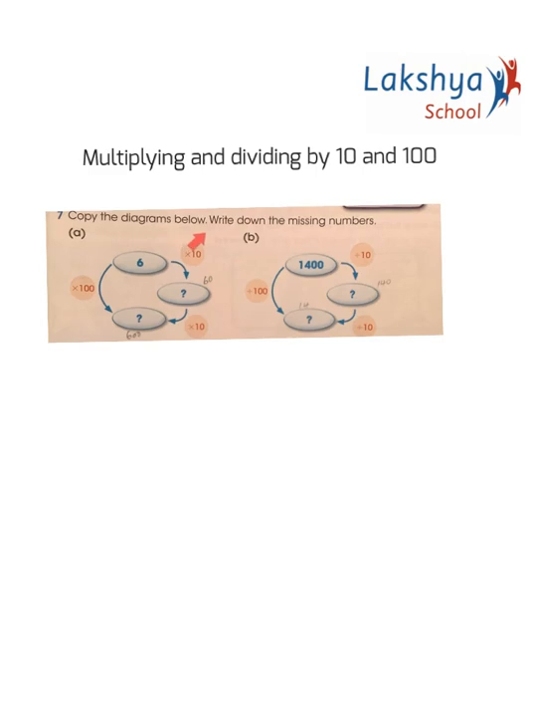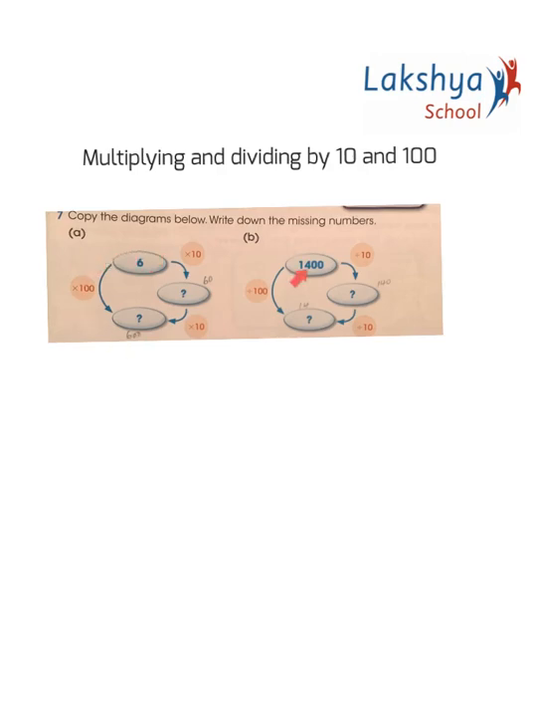Copy the diagram below and write down the missing numbers. Over here, the 6 when you multiply by 10 we get 60, and 60 when multiplied by 10 we get 600. 6 when multiplied by 100 we get 600.